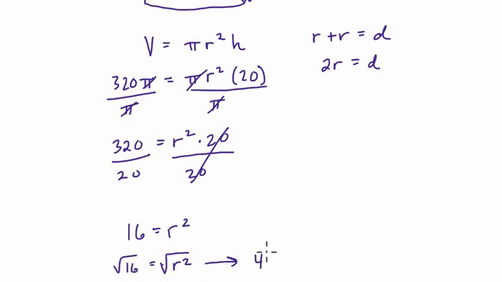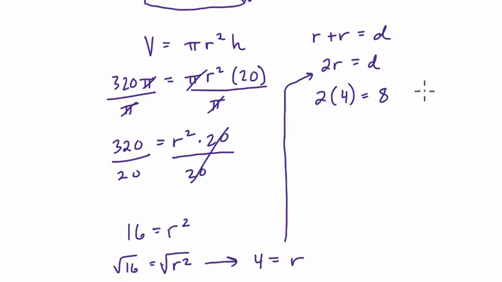We could say it's negative 4, but this is an actual physical object. And you can't have a radius of negative 4 because you can't have a distance of negative 4. Square root of r squared is r. So that's just another way of saying that the radius is 4. If we plug that back into our situation up here, 2 times 4, 2 radii equals our diameter, and our diameter is 8.